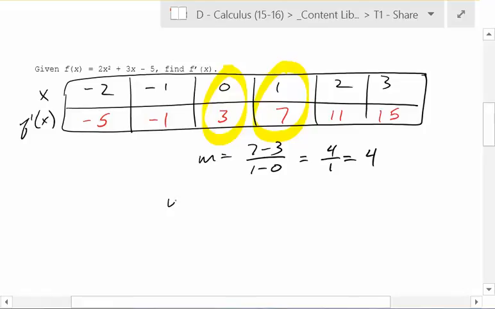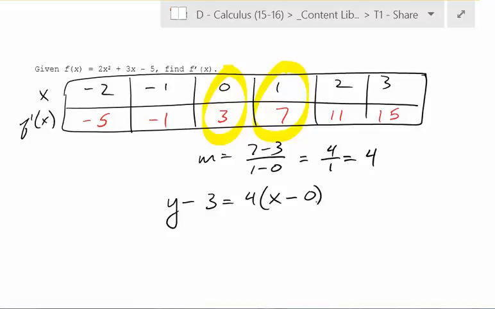Y minus 3 is equal to the slope times x minus 0. The reason I want you to do this is I want you to get into the habit of being okay stopping here. It's totally okay to stop here. The only time you need to write something in slope-intercept form is if I actually ask you to, or there's some other reason why it's useful.